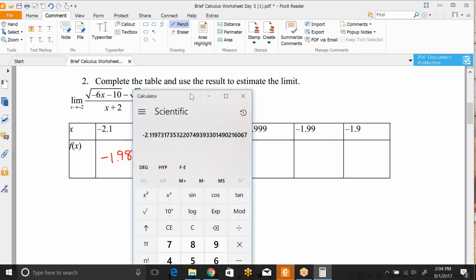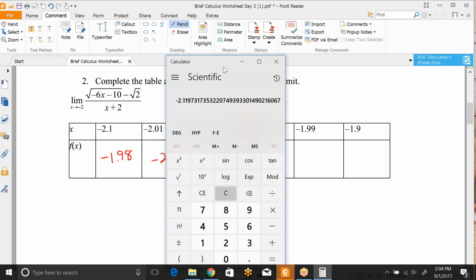So we're going to try the same thing, but we're going to use the numbers from the right side this time. So 1.9 is negative times 6, which is negative, and then we get minus 10. So it's the square root of that minus the square root of 2. And then we're going to divide that by parentheses 1.9, which is negative, plus 2.